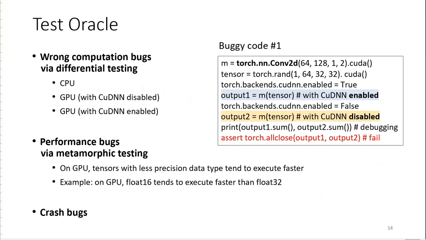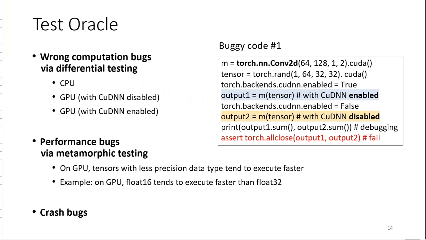The last stage of FreeFuzz is the oracle part. We can detect three different types of bugs. One category is called wrong computation bugs, and they can be detected via differential testing between CPU and GPU, with cuDNN disabled or enabled. Another category is performance bugs. We detect them by metamorphic testing.